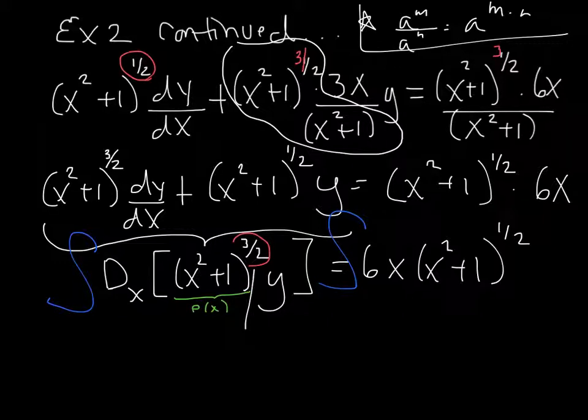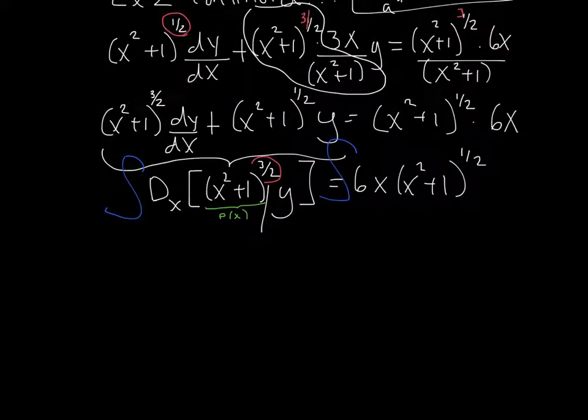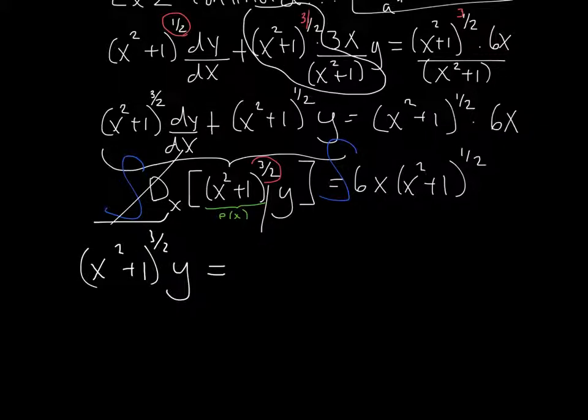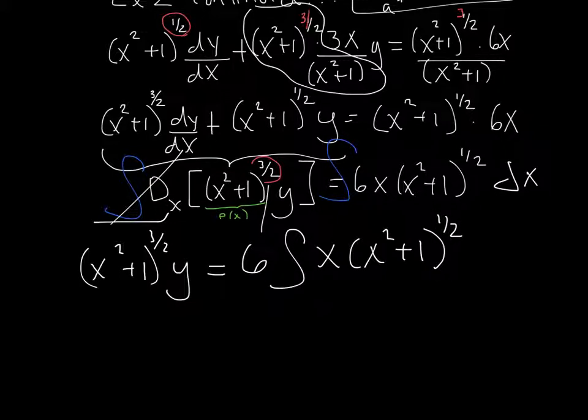And let me move this up a little bit. Here we have the inverse functions, so that's gone. And we are left with x squared plus 1 to the 3/2 y equals, and if we integrate this guy, we can take out a nice 6 for now, and of course that's with respect to dx. So 6x times x squared plus 1 to the half dx, and it looks like here we can probably use a u substitution.